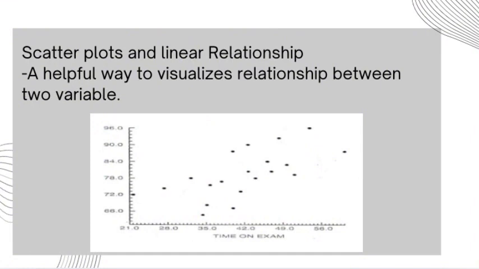Scatter plot and linear relationship. It is a helpful way to visualize the relationship between two variables. So a scatter plot represents each set of pairs scored on a two-dimensional graph, with the dimensions defined by the variables.